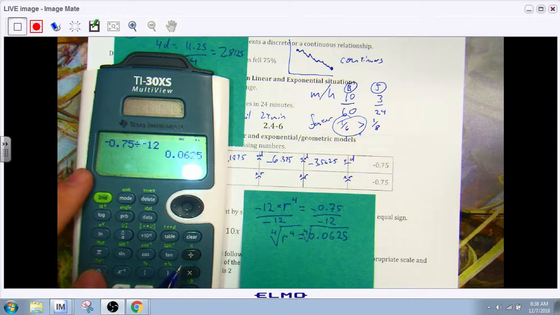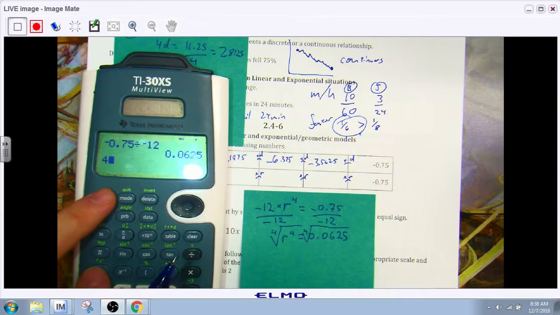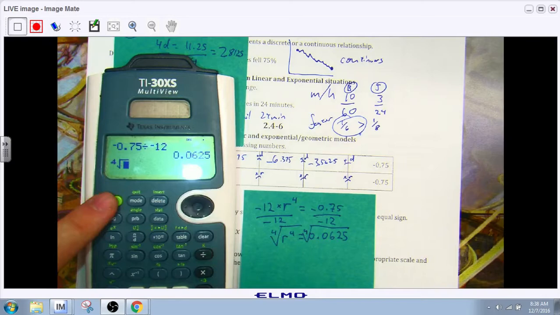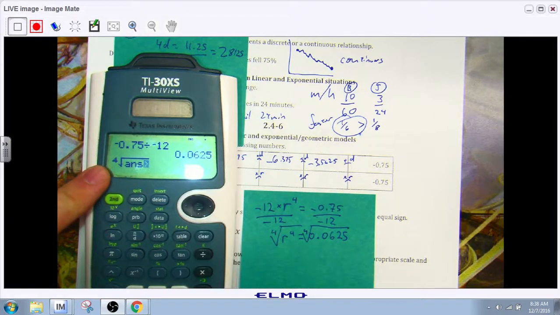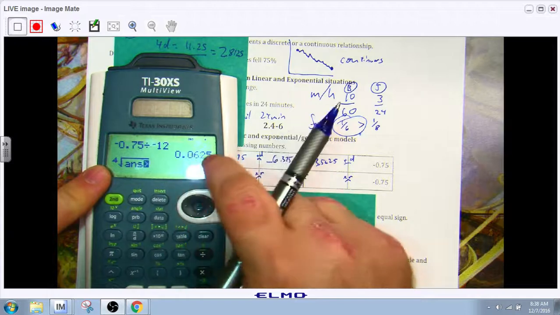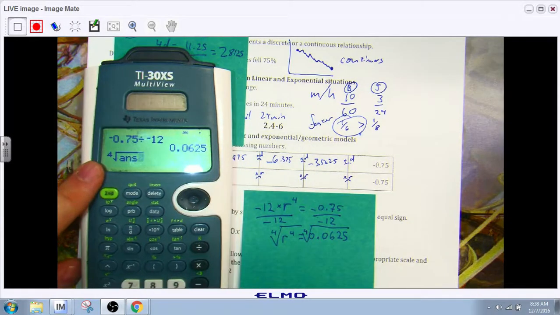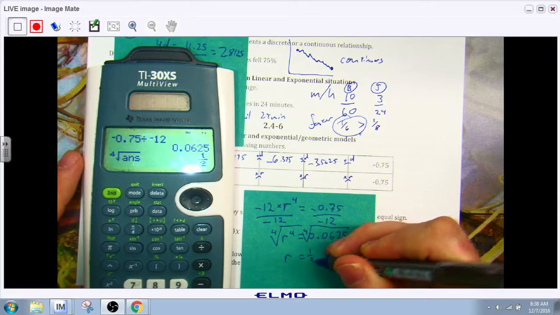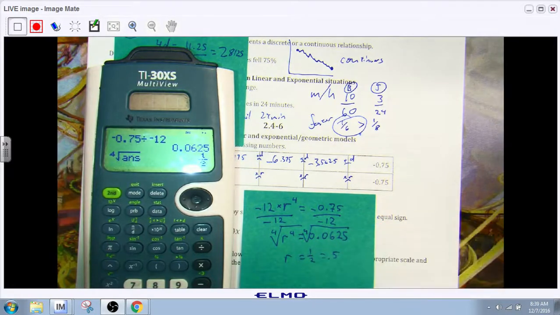And so now I need to take the 4th root of this. To do that, I have to use this function here. I hit 4, second, x root, and you can see it pops up as the 4th root. And then for the answer, I just hit second answer so that I didn't have to type it all in. You could have typed in 0.0625, it would have been the same thing. And that tells me that it's a half. So r equals 1/2, or 0.5, depending on how you want to think about it.